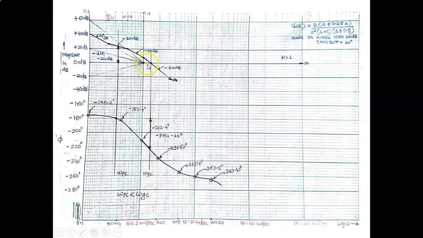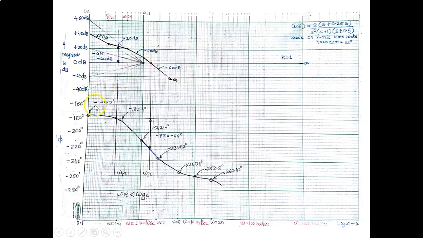Therefore, omega is equal to 1 and this 0 dB line, this intersection point is there. From this intersection point, draw the lines connecting to plus 20 dB to this point, plus 40 dB to this point, plus 60 dB to this point, and again below 0 dB, minus 20 dB, minus 40 dB. Connect this minus 20 dB to this point, minus 40 dB to this point.